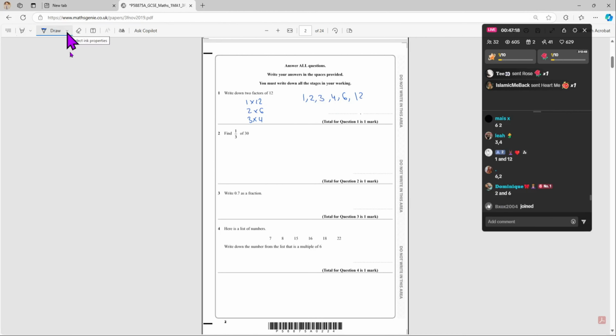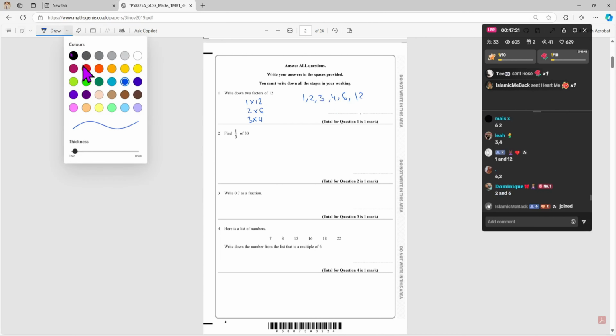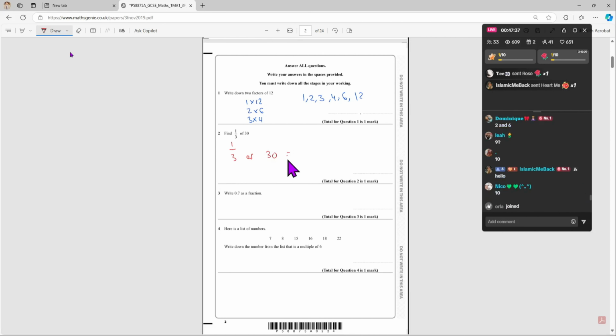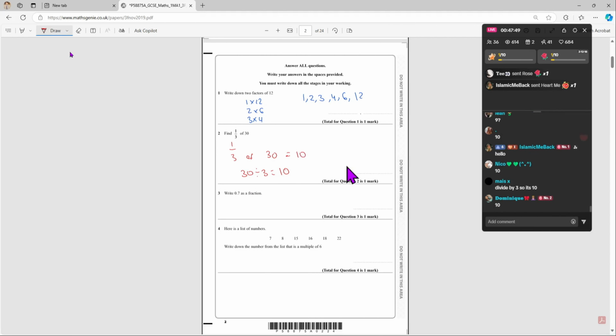And then question number 2, find a third of 30. So whenever you have a third of 30, what do we do? What is the answer, guys? So whenever we are finding a fraction of amounts, you just do our number divided by our denominator. So 30 divided by 3, which is 10. So a third of 30 is 10. Okay?